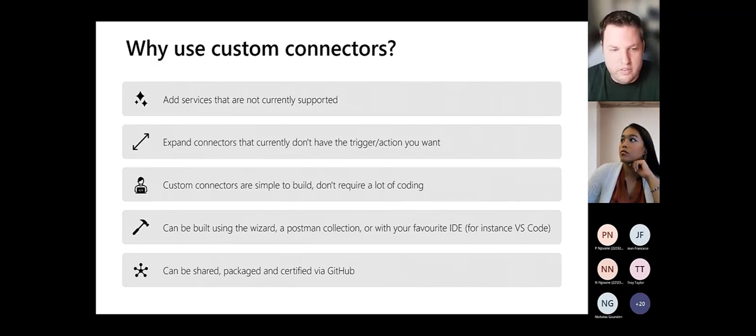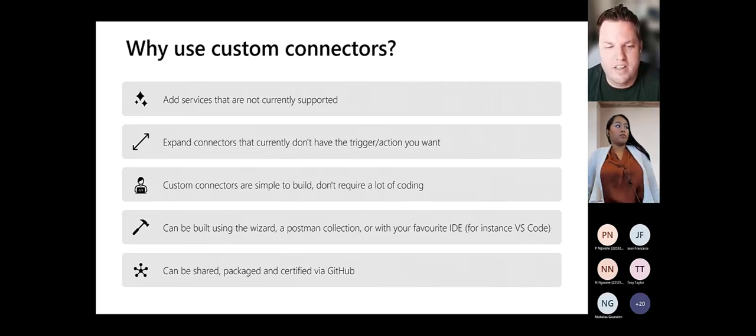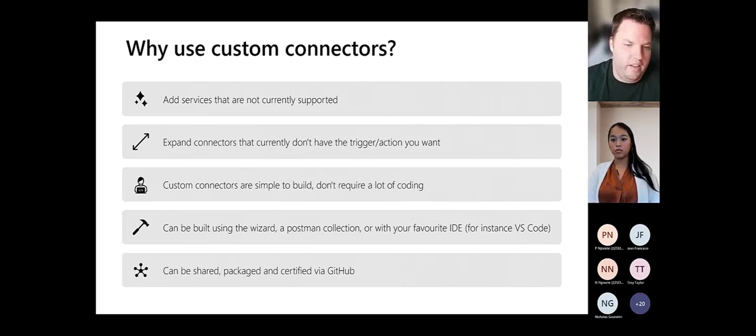You can build the connectors through a UI wizard, or you can use a Postman collection, or you can use, for instance, Visual Studio Code if you want to. I wouldn't recommend that because it's pretty hard to start there from scratch. But if you use the wizard, which I'm going to use in a little bit as well, you can use that first, and then you can fine tune it later on, for instance, in Visual Studio Code.